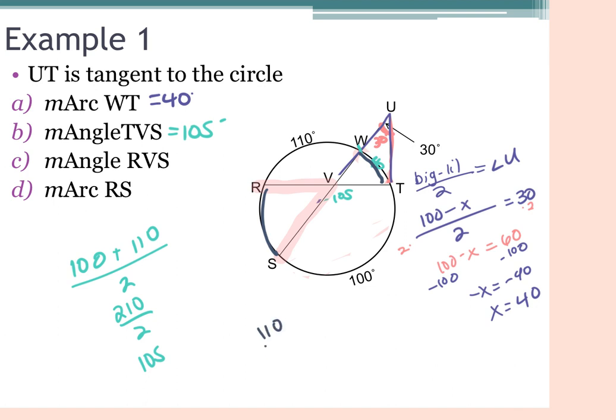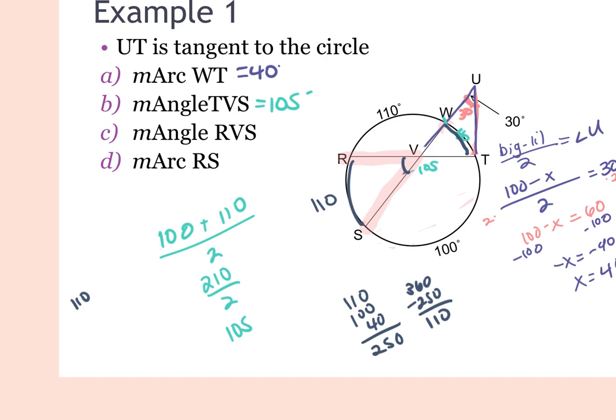Good. So I got 110, 140, or 250 if I add up the other 3. Subtract it from 360. And now I have that arc too. So to find angle RVS, I add 110 plus 40 and divide by 2. 75 degrees. Yep. So RVS is a floater. RVS would be a floating angle, yeah.